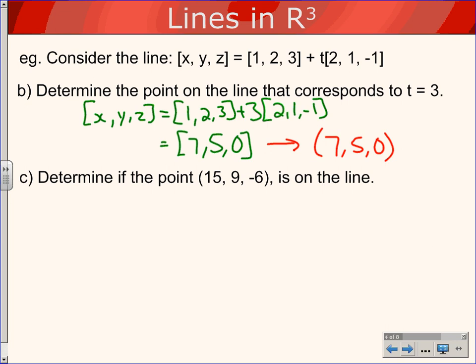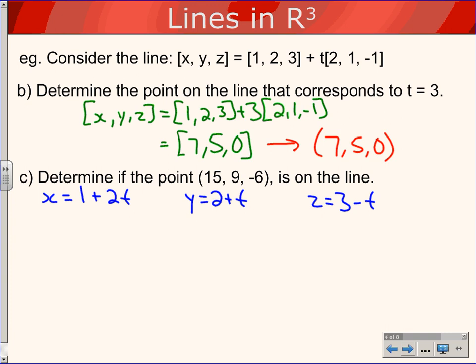Determine if the point 15, 9, minus 6 is actually on the line or not. Well, this is one where we need the parametric equations. We have to have the parametric equations this time, so I'll put those back in. X was 1 plus 2t. Y was 2 plus t. And what we're checking is to see if these values can actually work. Is it possible to pick a value for t, and then when we sub that t in, get a 15 for x, and get a 9 for y, and get a minus 6 for z?